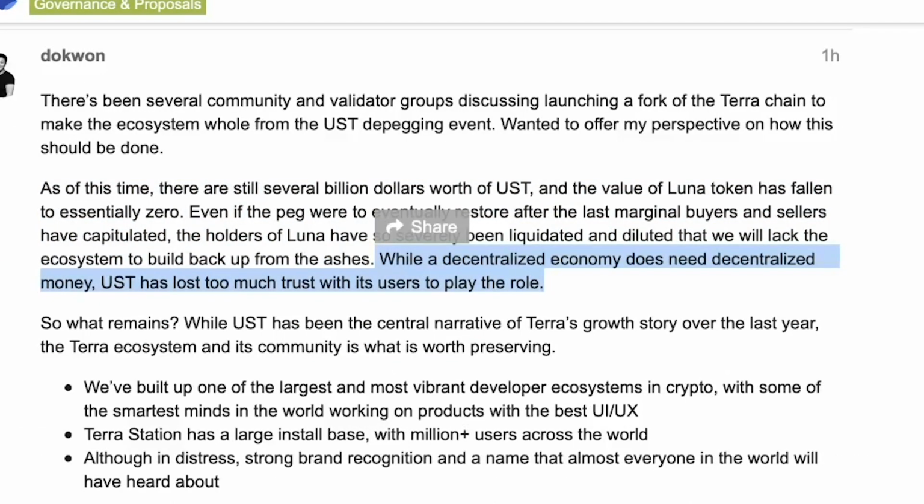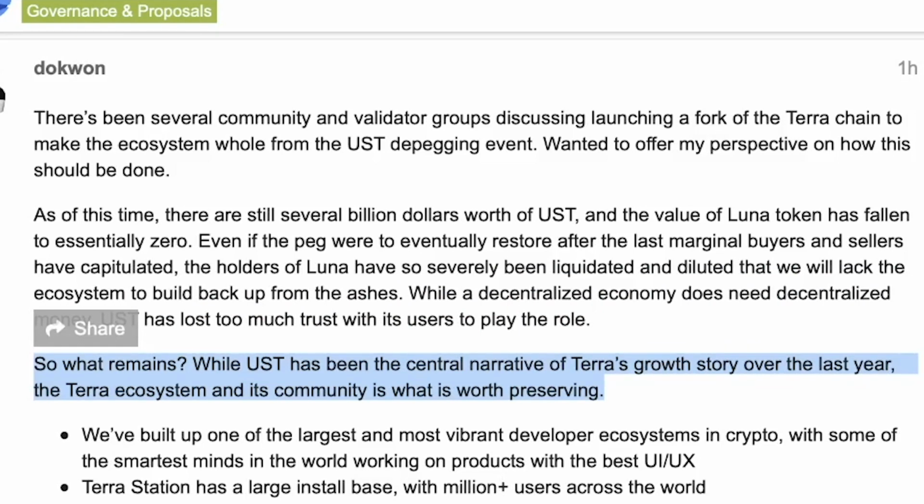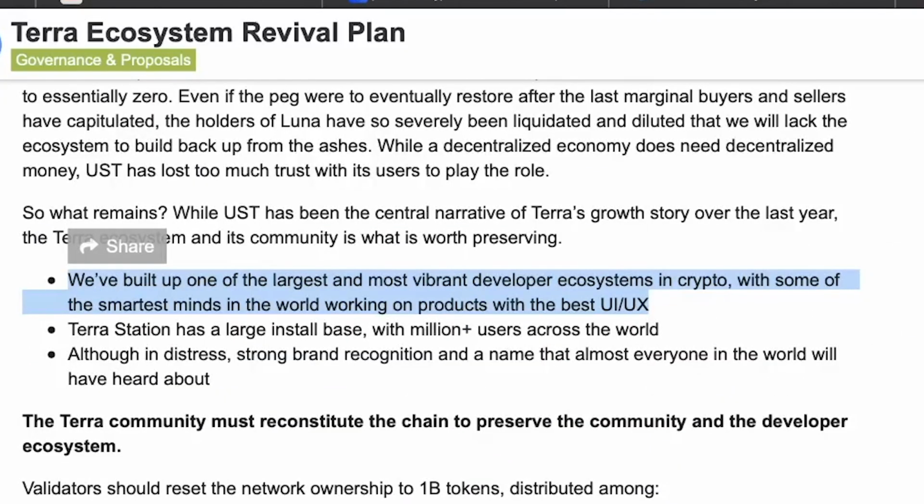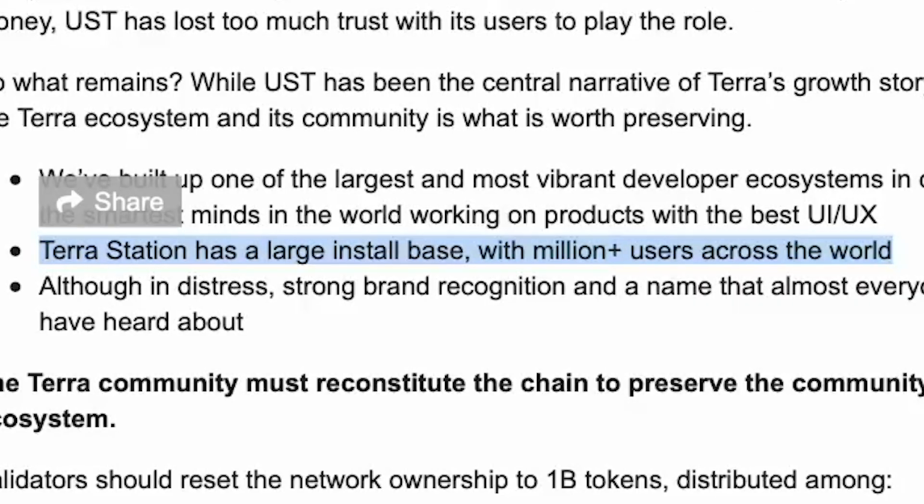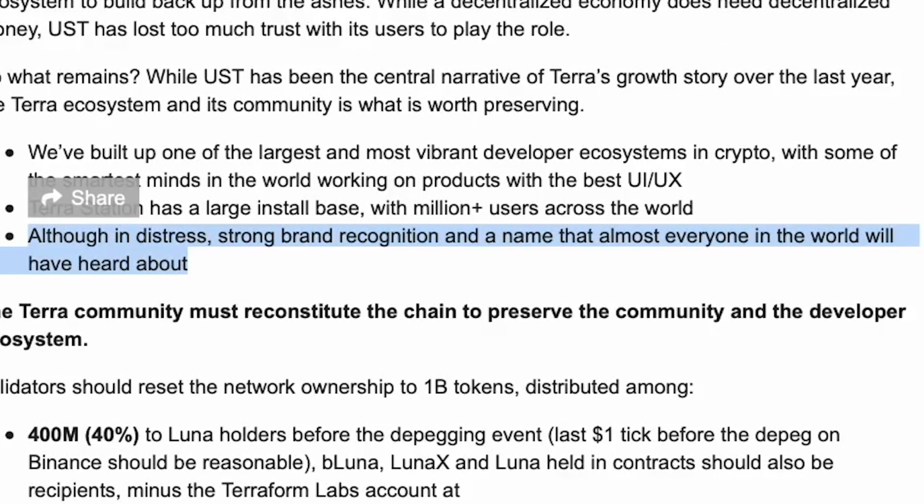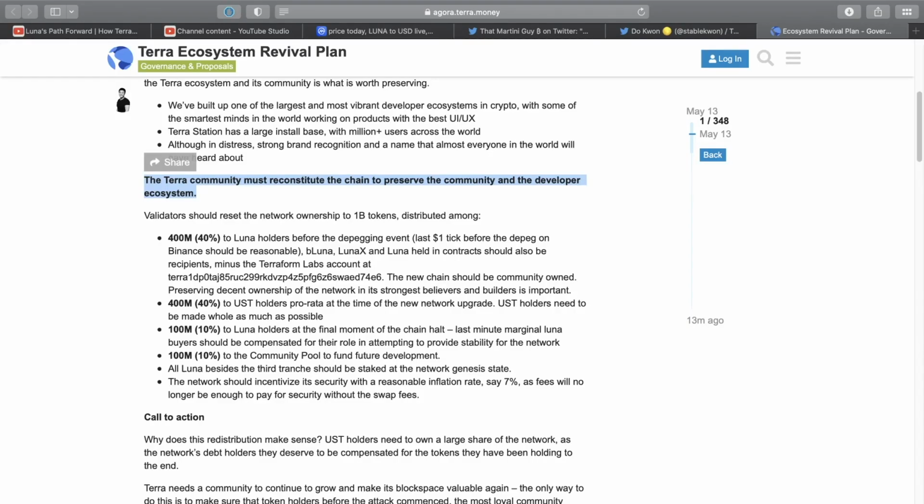While a decentralized economy does need decentralized money, UST has lost so much trust with its users to play the role. So what remains? While UST has been the central narrative of Terra's growth story over the last year, the Terra ecosystem and its community is what is worth preserving. We have built up one of the largest and most vibrant developer ecosystems in crypto, with some of the smartest minds in the world working on products and best UI, UX. Terra Station has a large initial base with millions of users across the world. Although in distress, strong brand recognition and a name that almost everyone in the world will have heard about. The Terra community must reconstitute the chain to preserve the community and the developer ecosystem.